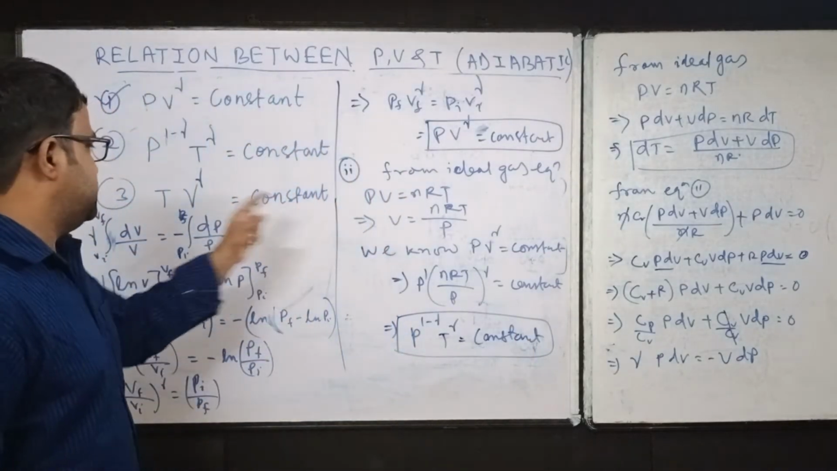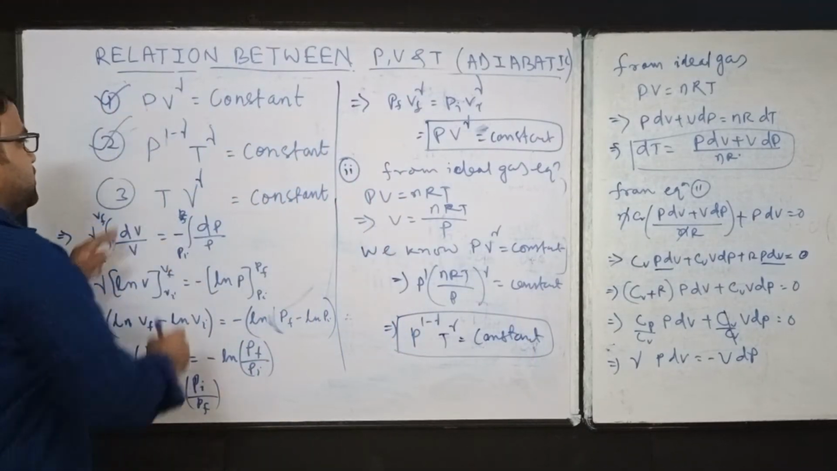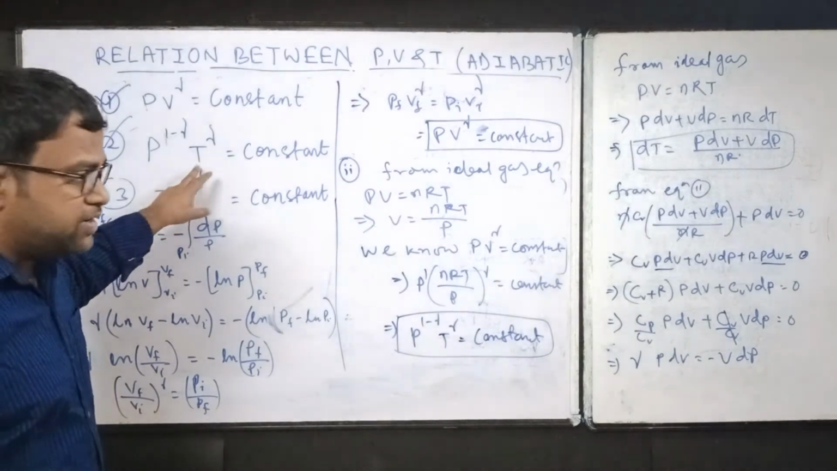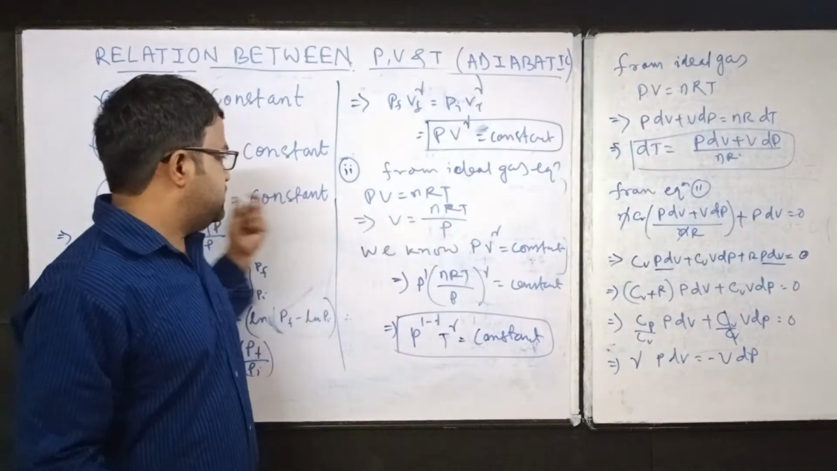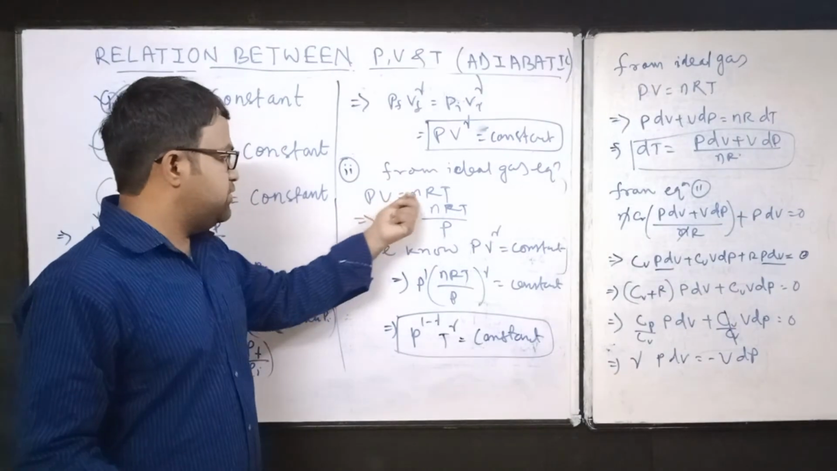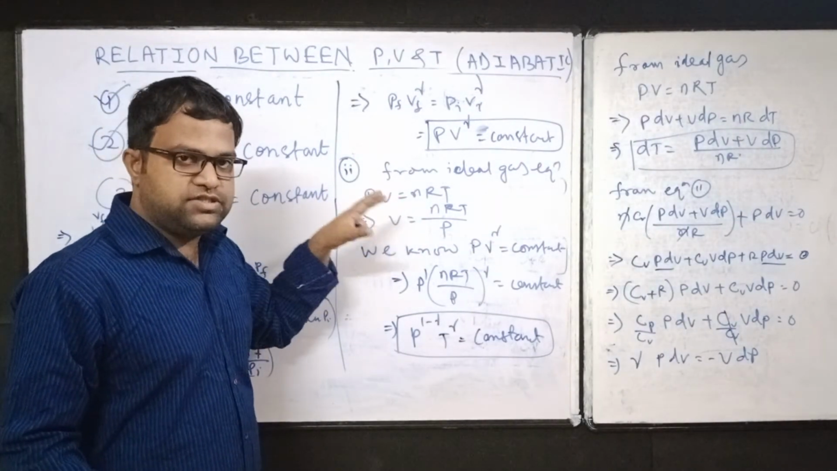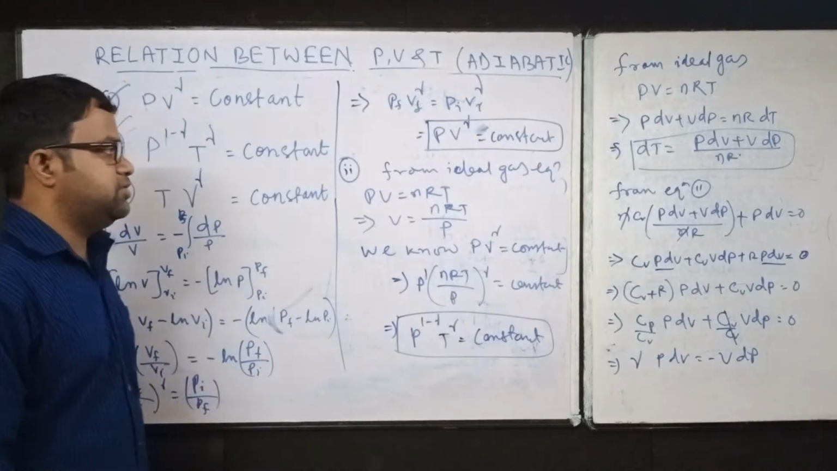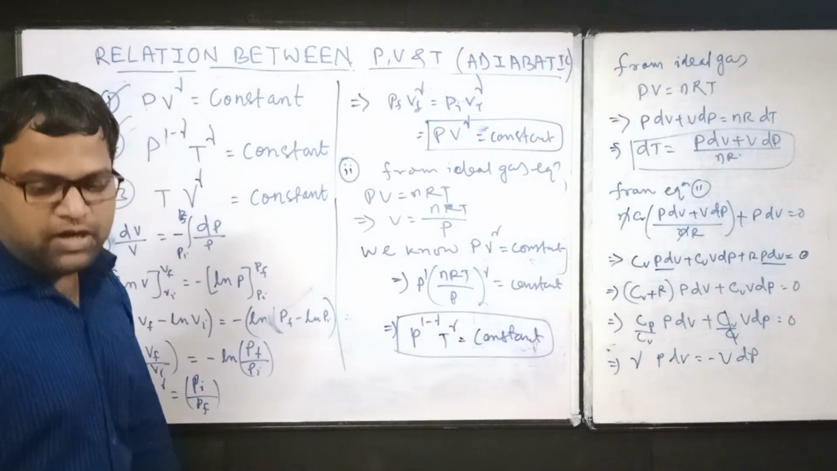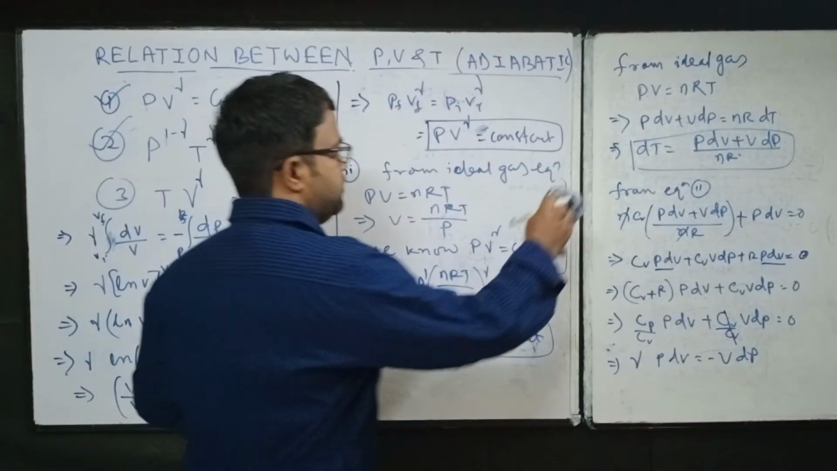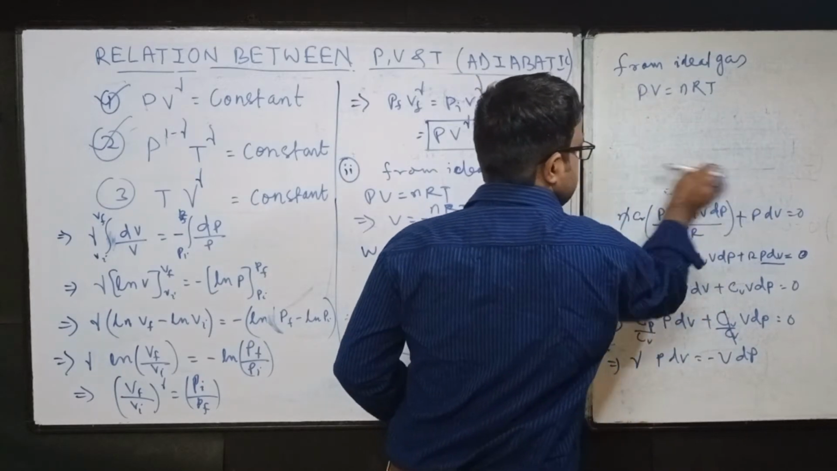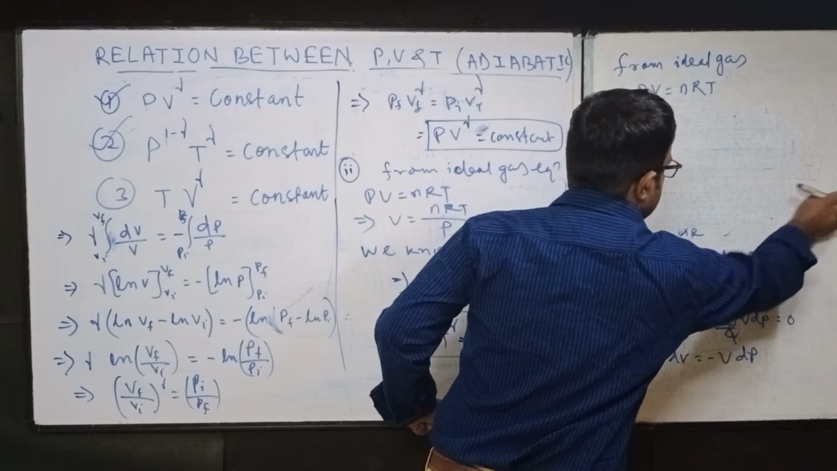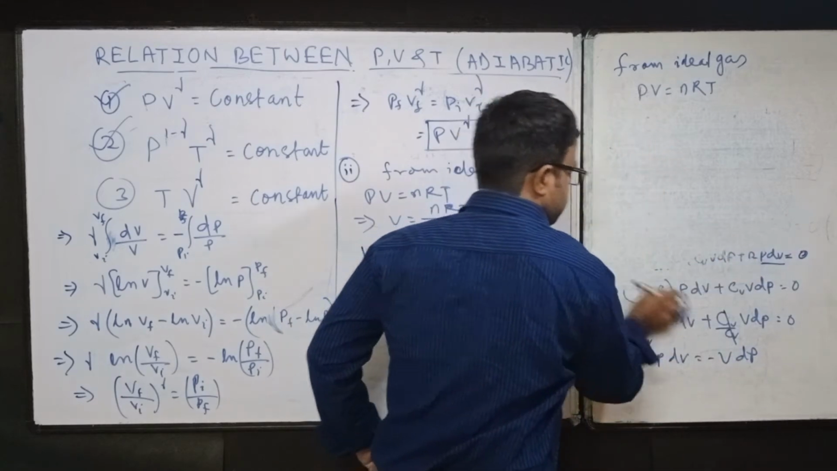Same thing we'll do for the third one also, T to the power gamma... sorry, P V to the power gamma. Here we have written V equal to nRT upon P. In the third one we'll write P equal to nRT upon V. We'll begin with the ideal gas equation and proceed in the same way. So let's prove the third one.